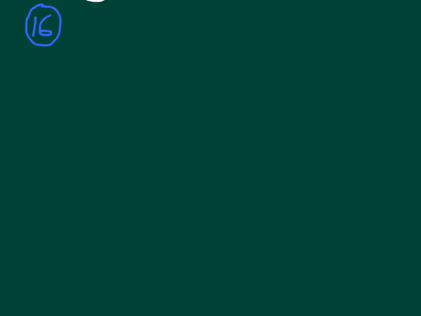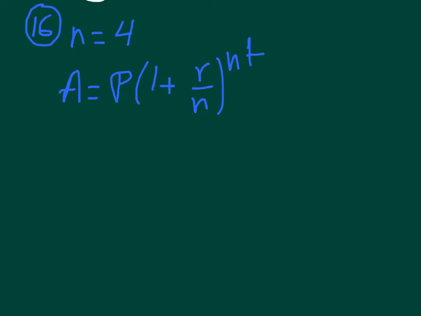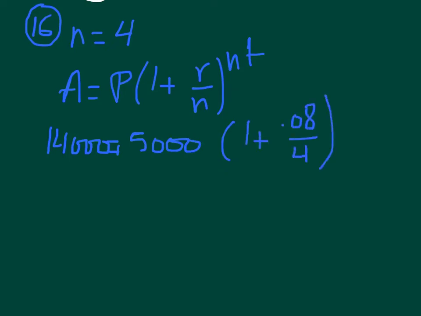16, compounded quarterly, n is equal to 4. We have no choice but to use this formula. This is the only formula that's compounded multiple times per year. And so now, if we want the amount to be 14,000, started out with 5,000, 1 plus the rate, 0.08 divided by 4, raised to the 4t. Now how do we solve for t?